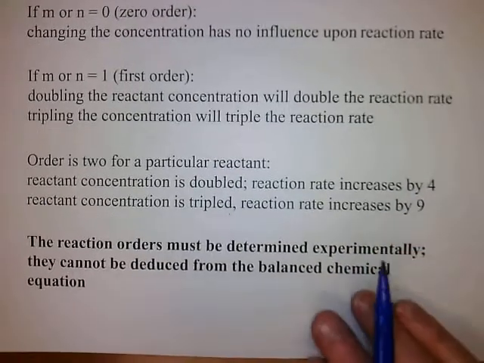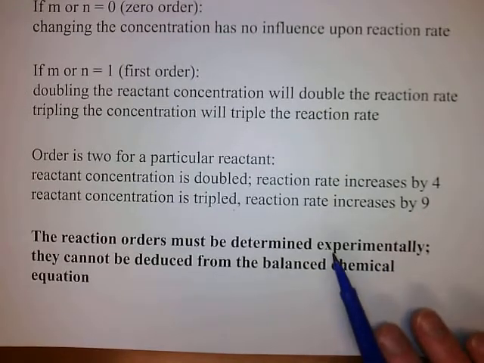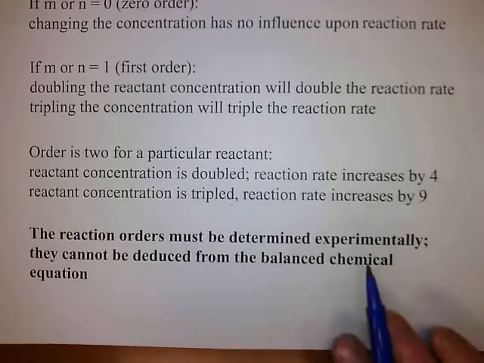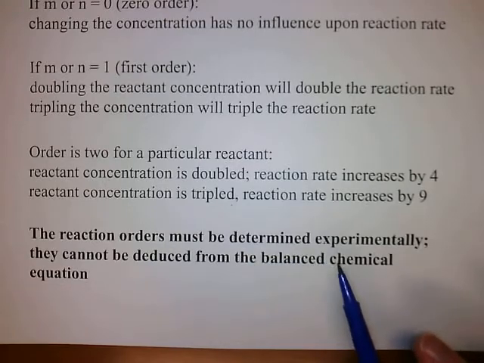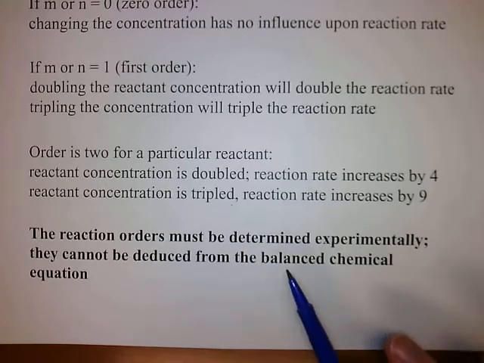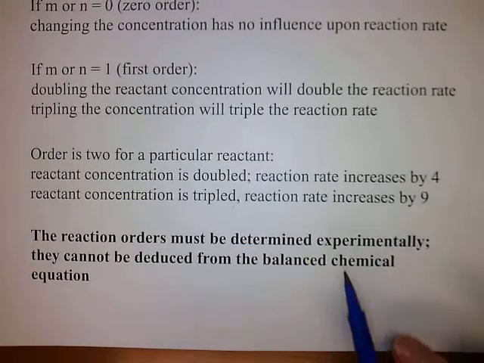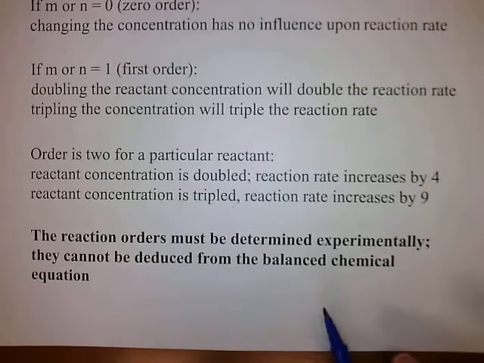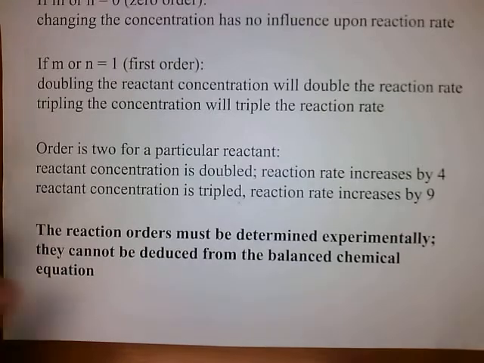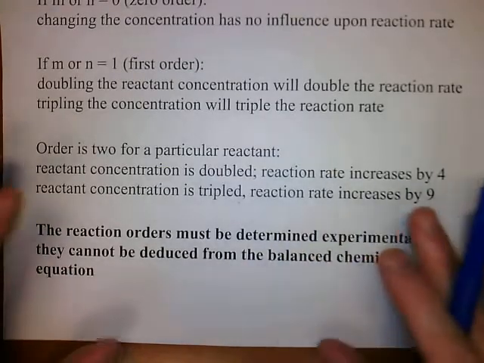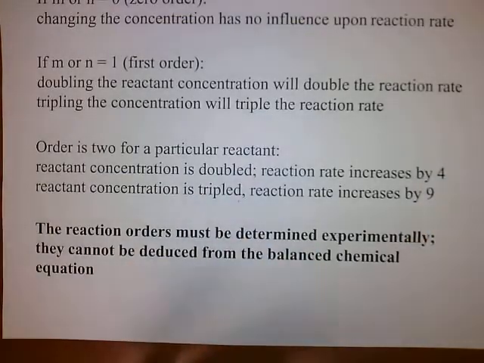But very important down here in boldface font, the reaction orders must be determined experimentally. They do not come from the balanced equation. This has to be done experimentally. Why that is, we'll see later. It's because the reaction might occur in multiple steps, but we'll explain that much later.